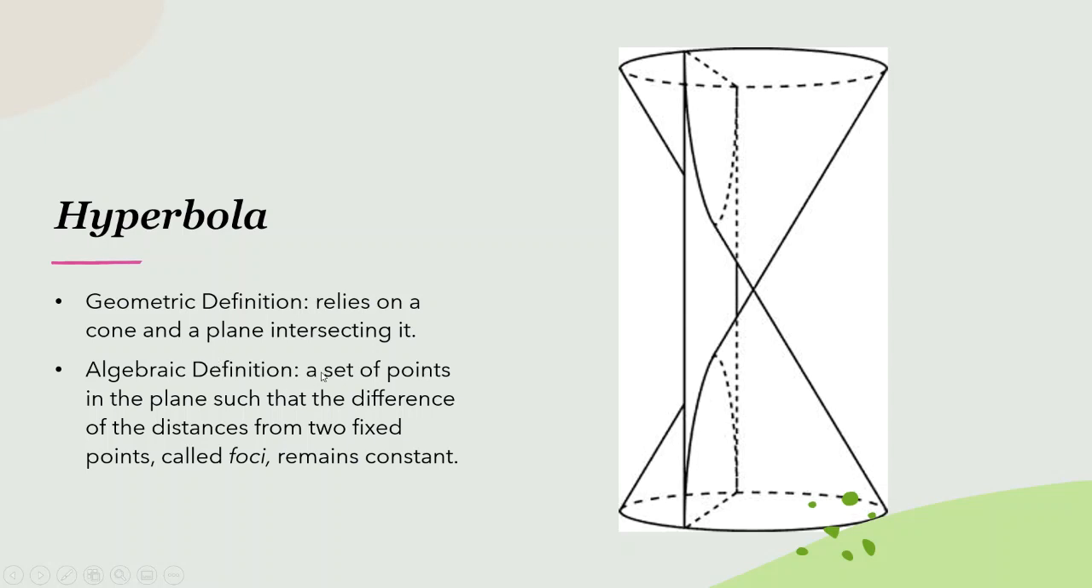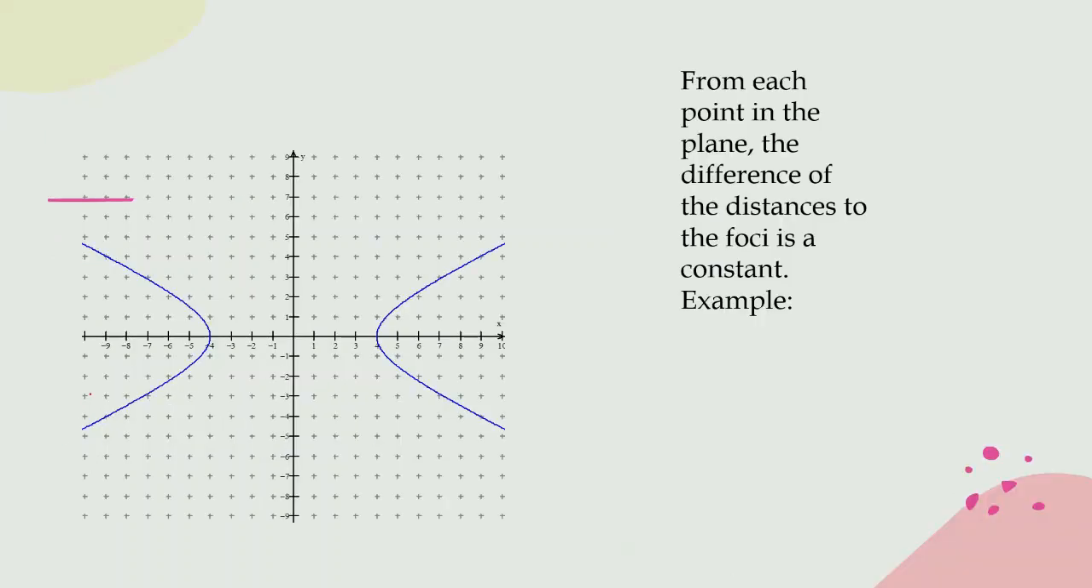So in algebraic definition, this is a set of points in the plane such that the difference of the distances from two fixed points called foci remains constant. In the ellipse, the sum of the distances from two fixed points called foci remains constant. Here in hyperbola, the difference from the two fixed points called foci remains constant. So that's one of the differences between hyperbola and ellipse.